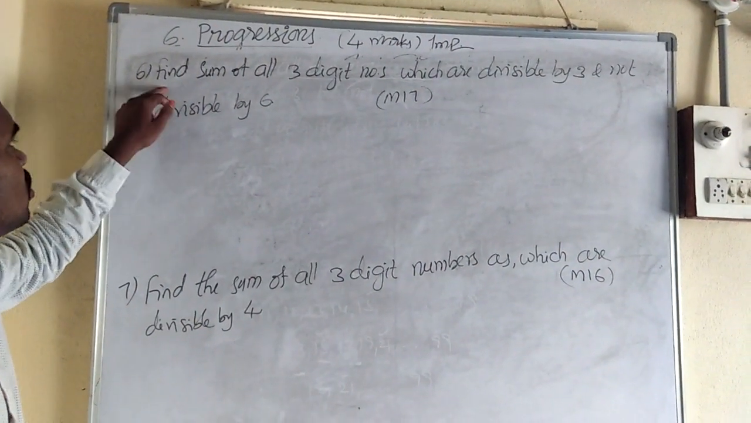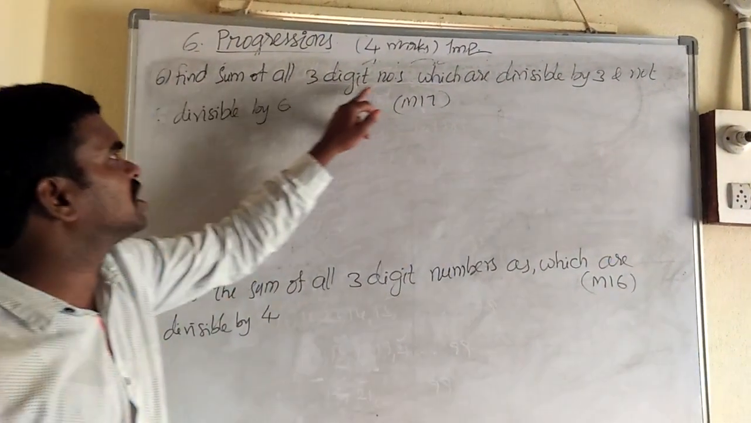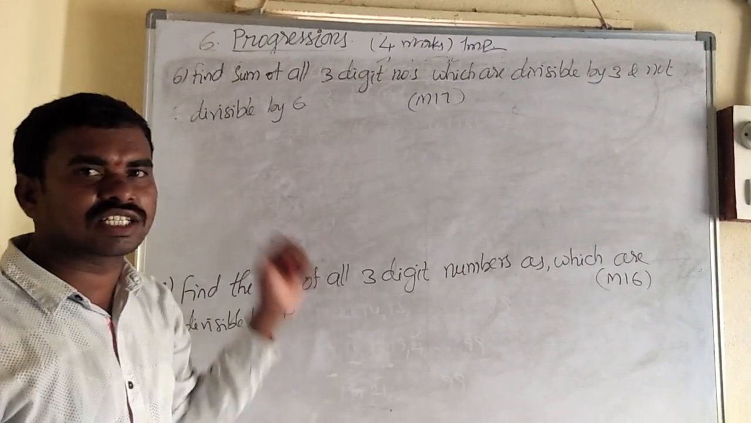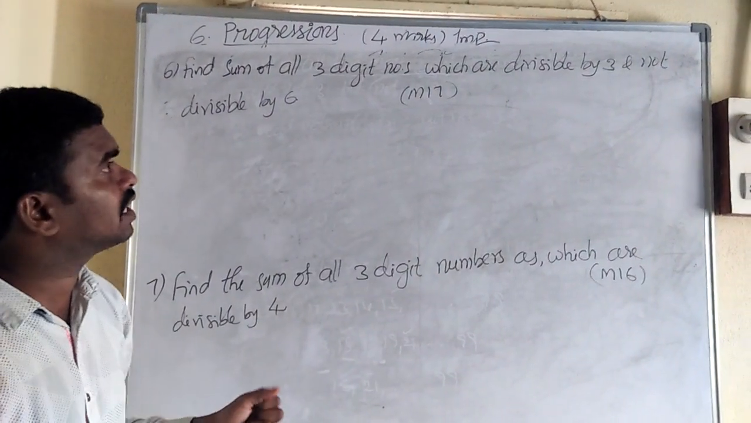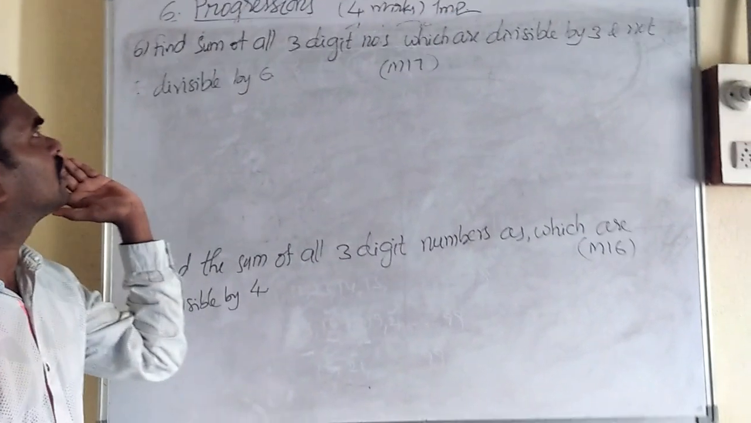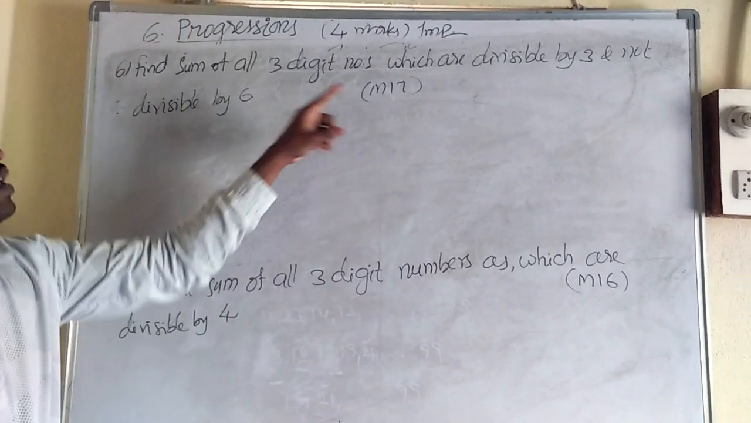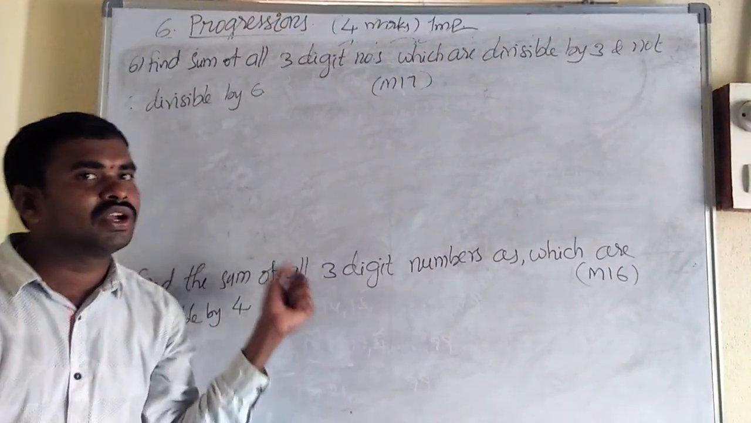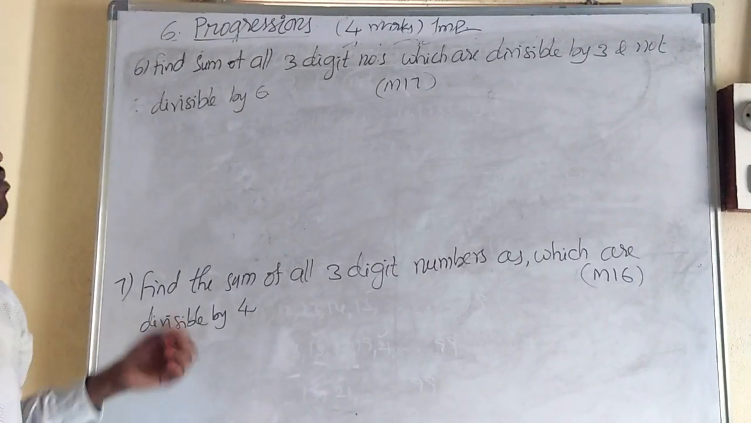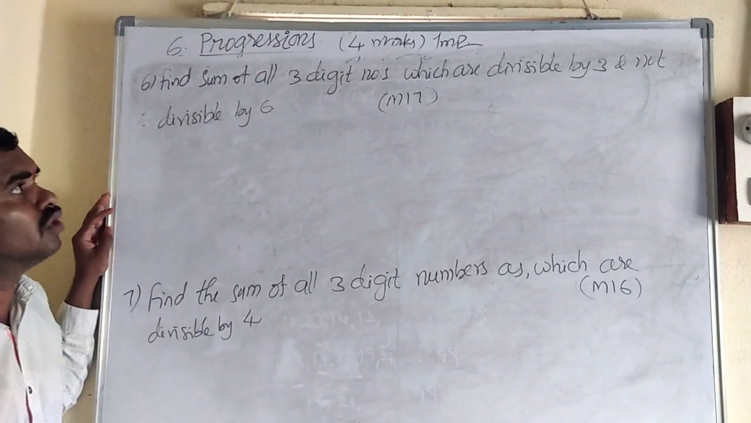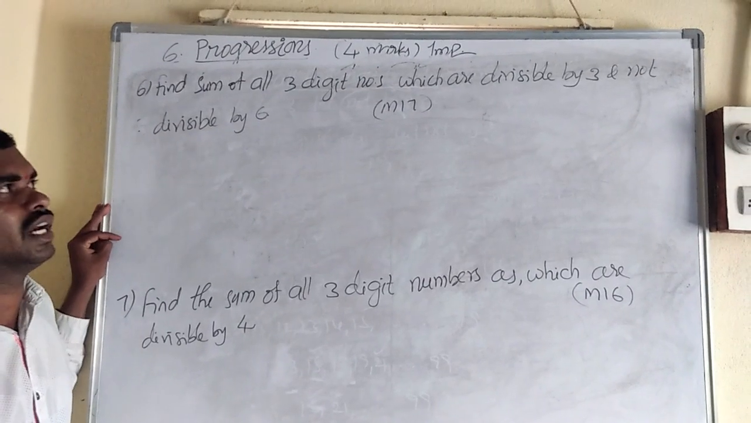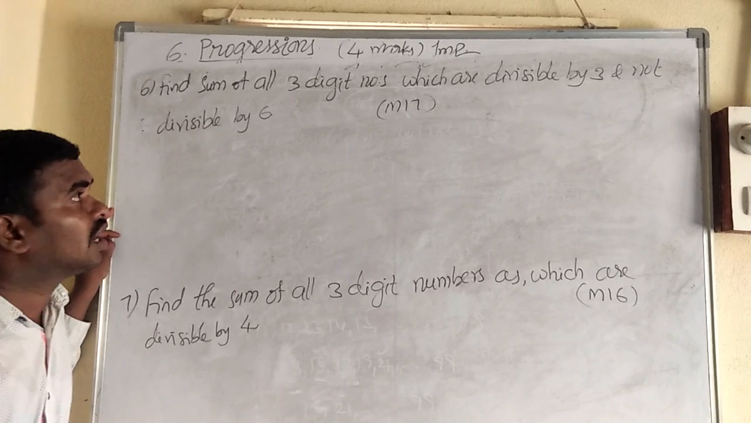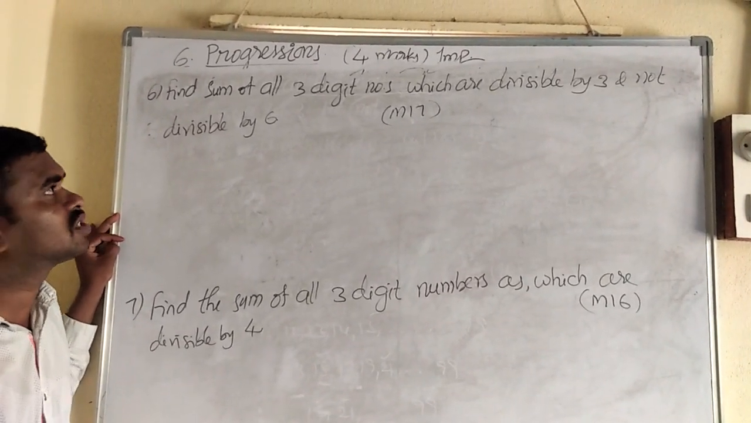Next, sixth question. Find the sum of all 3-digit numbers which are divisible by 3 and not divisible by 6. I think you understand. Here the concept is the same, but the question is a little bit different. If you know this type of concept, you can get 4 marks easily from this progressions chapter. So don't think it is difficult. It is very easy, so try and solve. And also all the best for your exams.